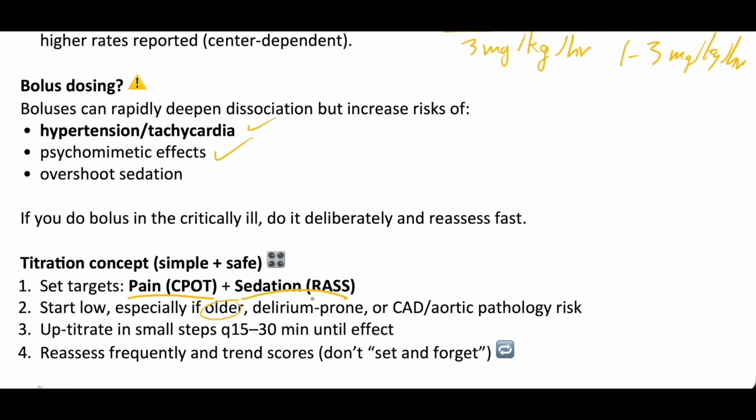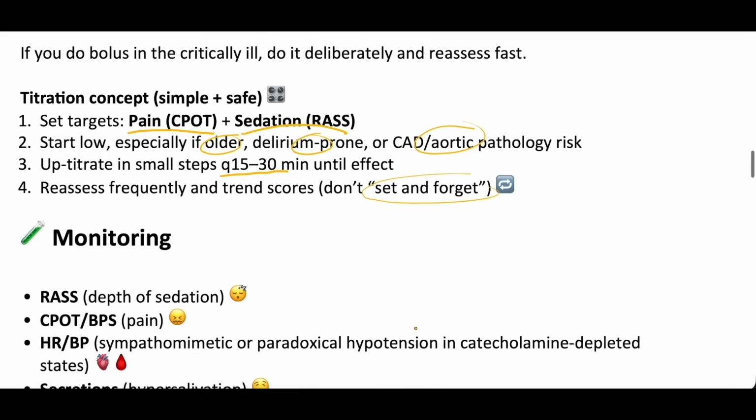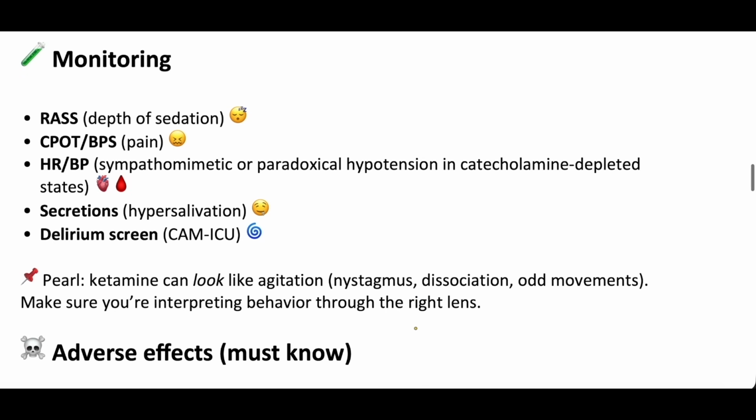Elderly folks, those delirium prone, and those with cardiovascular pathology are a little more at risk of some of the adverse effects that we'll talk about. Up-titrate slowly in small steps every 15 to 30 minutes and reassess frequently. Trend scores. Don't just set it and forget it. All right, monitoring. What kinds of things should we be monitoring? Well, I already talked about this.